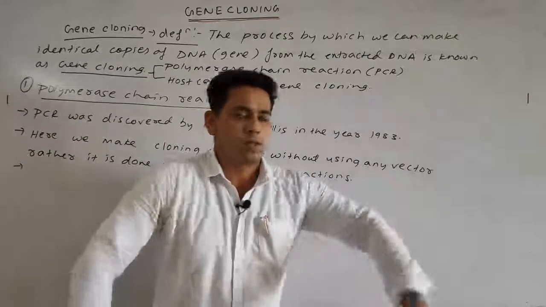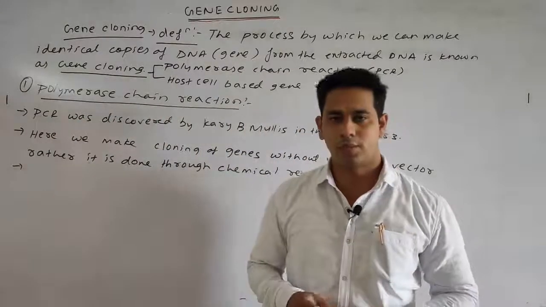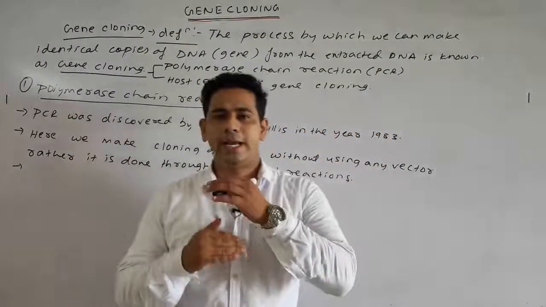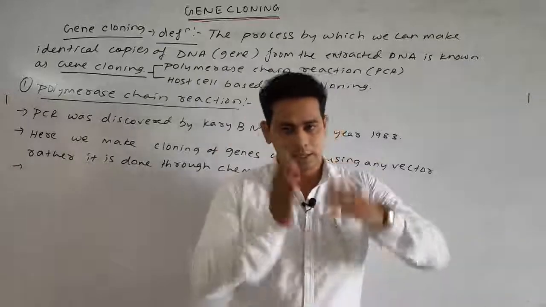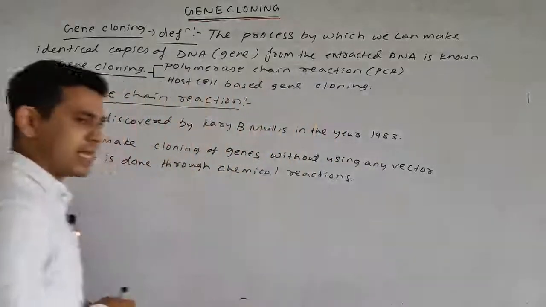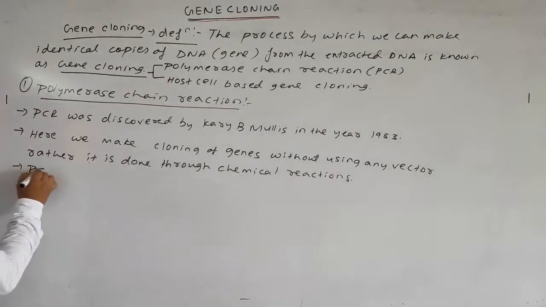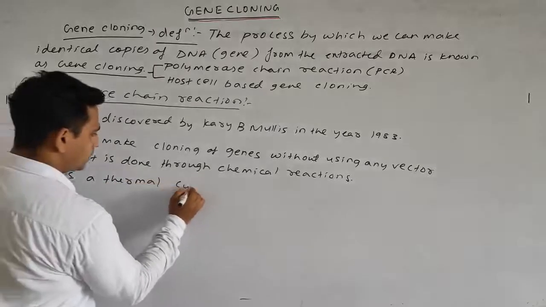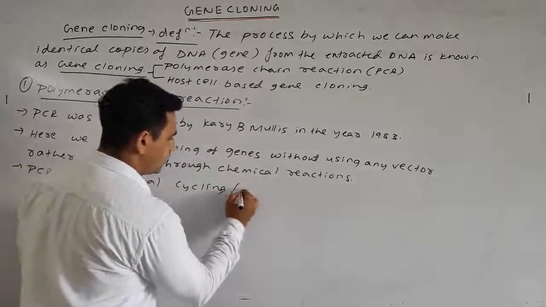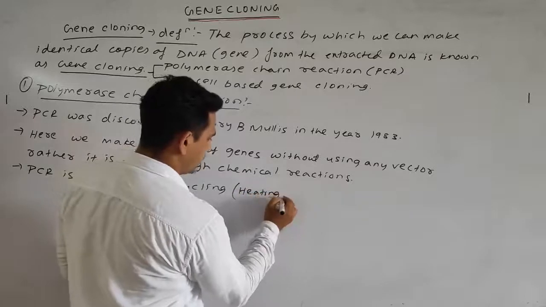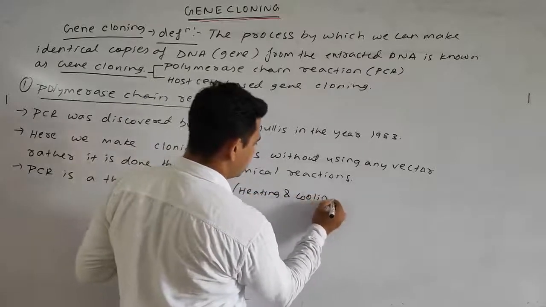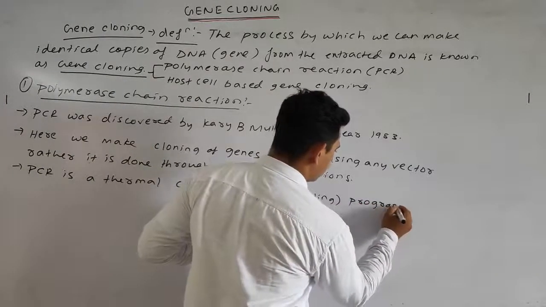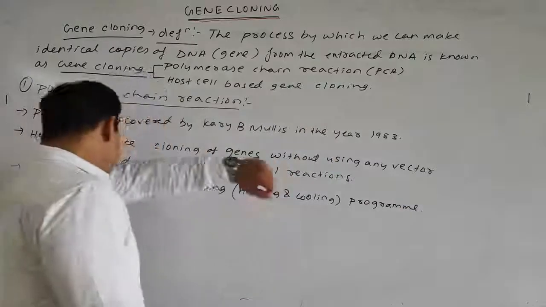PCR is a thermal cycling program. Thermal means what? In this process both heating and cooling are involved, so it is also known as a thermal cycling program. PCR is thermal cycling, meaning heating and cooling both take place. That is why it is called a thermal cycling program.